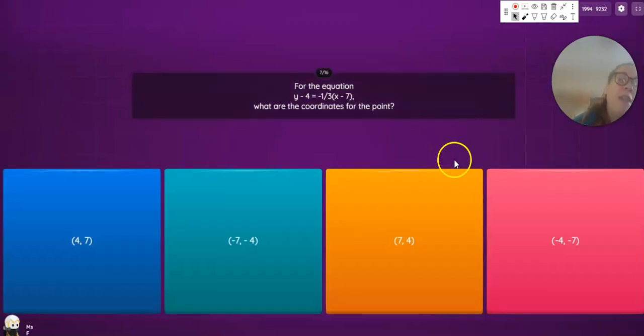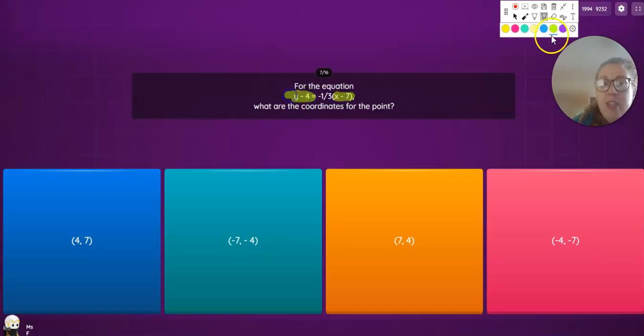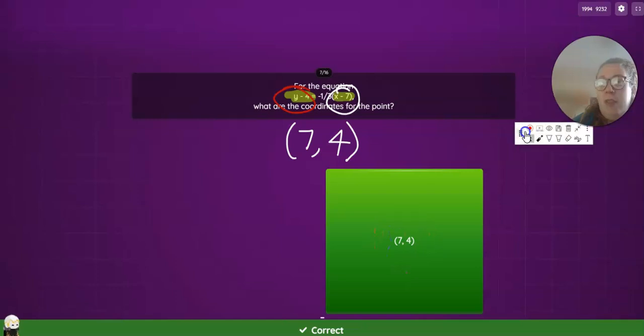For this equation, y minus 4 equals negative 1/3 times x minus 7. What are the coordinates? Find it and then change the sign. So our x coordinate is going to be a positive 7, and our y coordinate is going to be a positive 4. 7, comma 4. Right? Our x coordinate is paired with x. Our y coordinate comes right after that y. Beautiful.